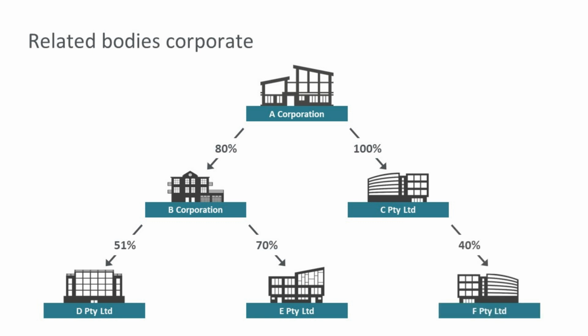C and F do not form a group as C does not have a controlling interest in F. A, B, C, D, and E form an overall group because A is the common ultimate holding company.